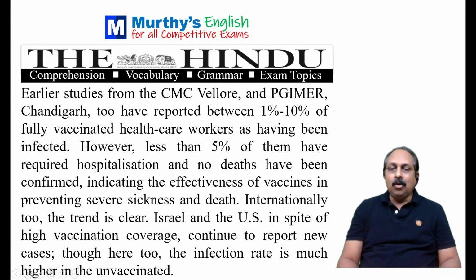Internationally, too, now the editorial talks about the international scenario. Internationally, too, the trend is clear. What is the trend? Israel and the US, in spite of high vaccination coverage, continue to report new cases, obviously Delta variant, though here too, the infection rate is much higher in the unvaccinated. There's a difference, vaccinated, unvaccinated. Vaccinated people are getting reinfected. But among those who are not vaccinated, the numbers are very high.